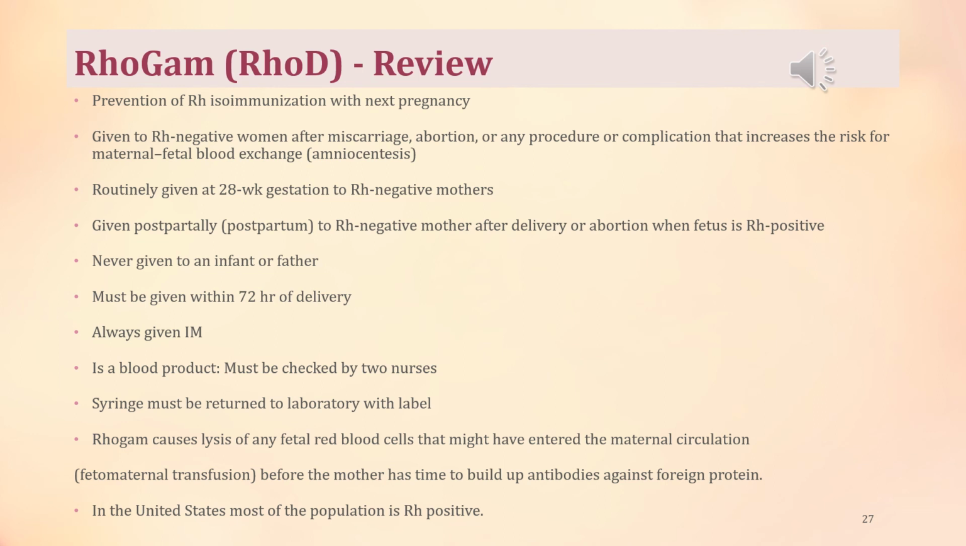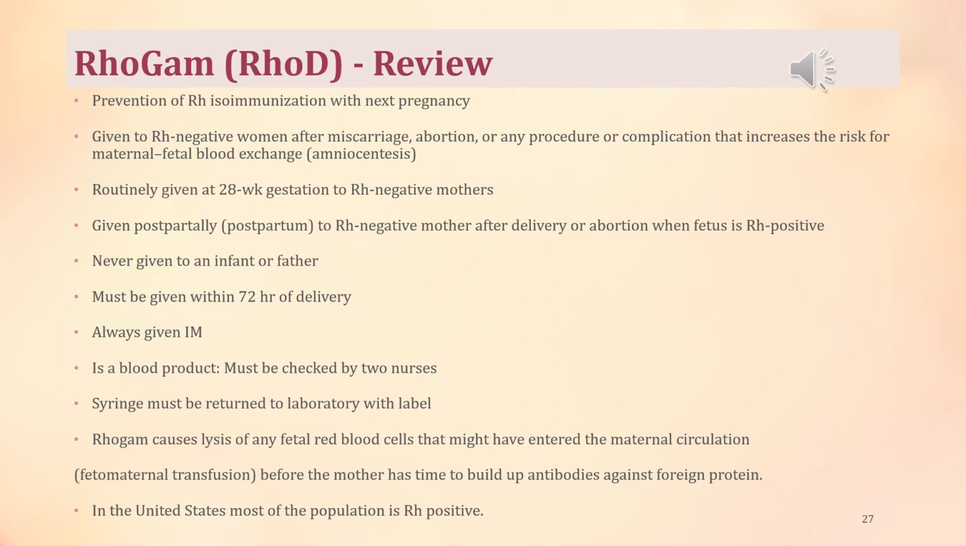Okay. It's never ever given to the infant or the dad because that's not going to help us, right? It's for mother. It's always given IM. It is considered a blood product. It is a derivative of blood, is where they get the RhoGAM from. So you have to get it from the blood bank, and it must be checked by 2 nurses. You return the syringe back to the lab with the label and everything intact, and they record that there.